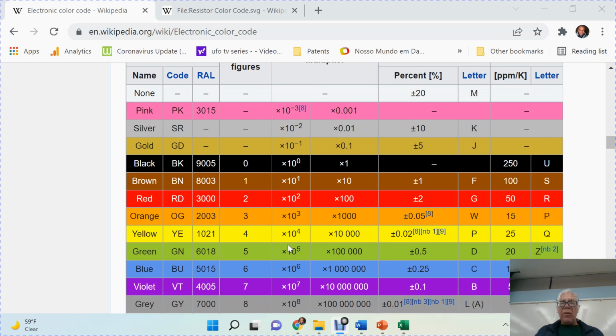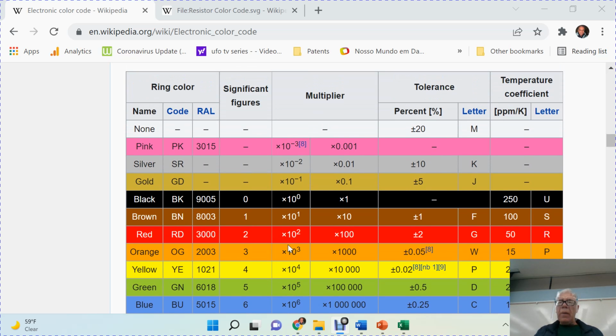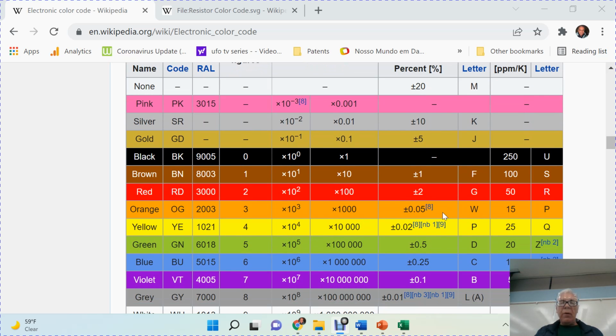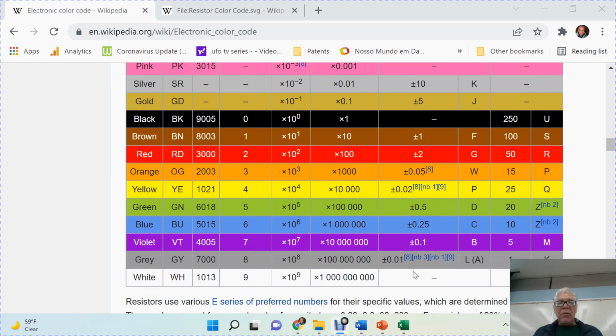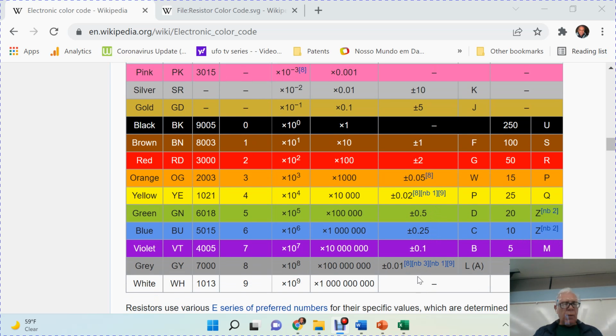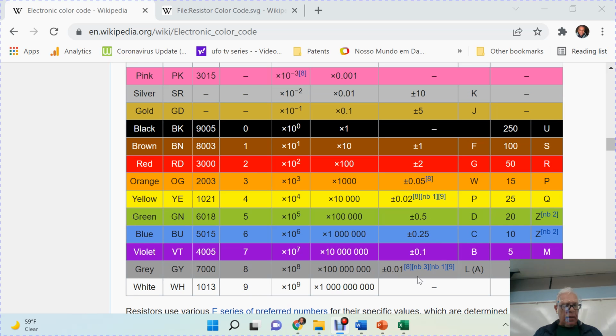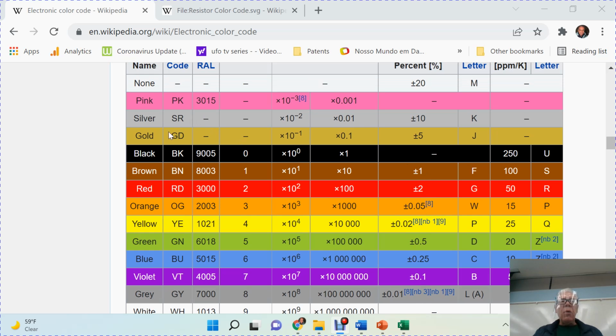And then the tolerance. Here you go: plus or minus 5%, plus or minus 2%. 50% seems too much to me, but they have it. 25%, 10%, 1%. Usually what you're going to see out there is gold and silver.